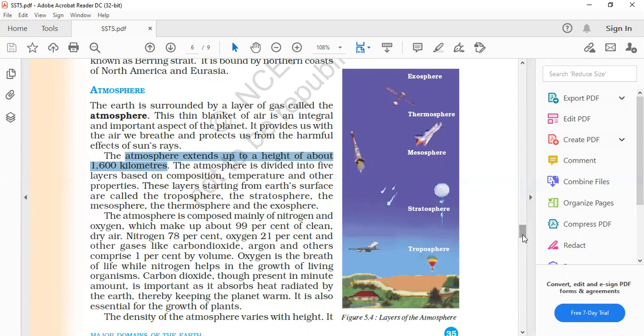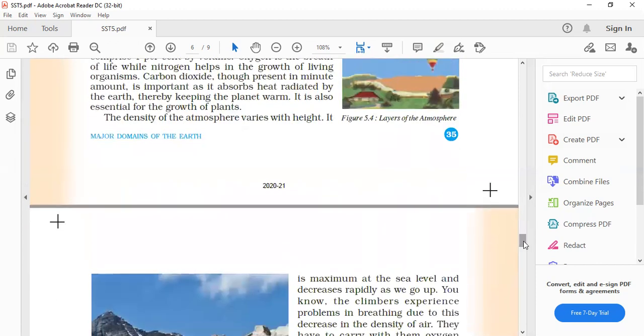Why are carbon dioxide and all the gases present in the atmosphere important to us? It will be your question. So make sure you understand that, and your answer will start like this: oxygen we need to breathe, nitrogen for the growth of living organisms, and carbon dioxide absorbs the heat and keeps the earth warm. Underline this paragraph, it's very important for your exam.